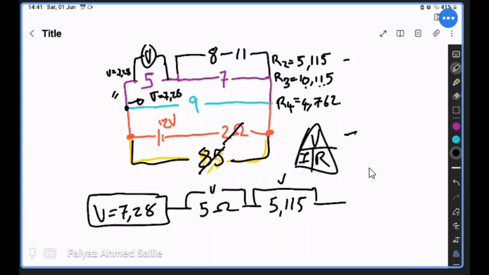So the current is equal to the voltage over the resistor. So how much is our voltage? 7,28. And how much is our resistor in the upper region? It is 10,115. This one here. 10,115.